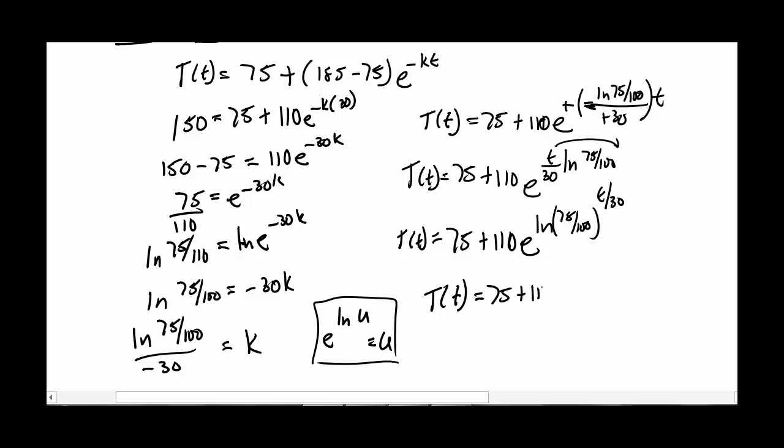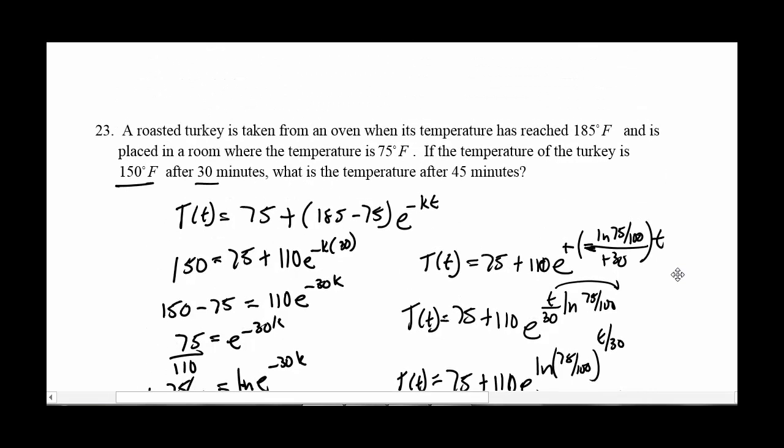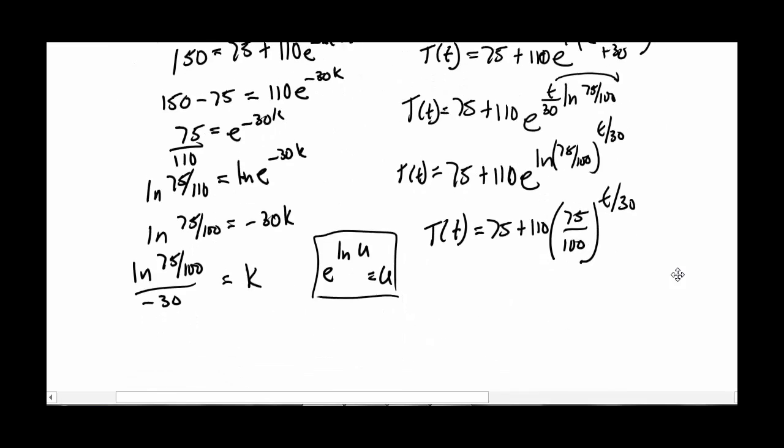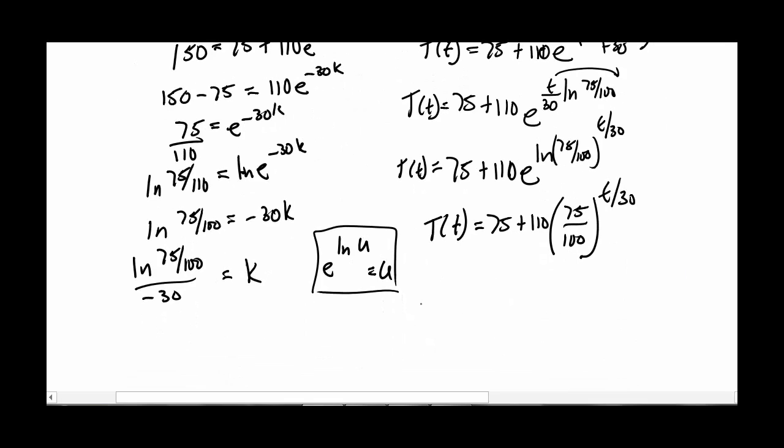75 plus 110 times, well, that just leaves me whatever the exponent is. So 75 over 100 to the t over 30. And so that's my new simplified equation, right? That's the new thing that I'm going to use to solve for whatever it is they want me to. Okay, so the question is, what's the temperature after 45 minutes?